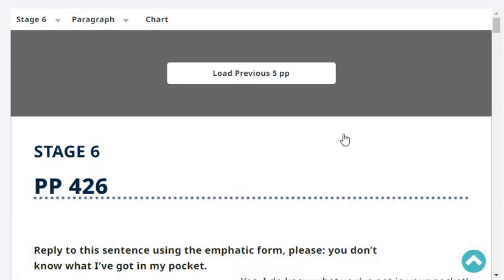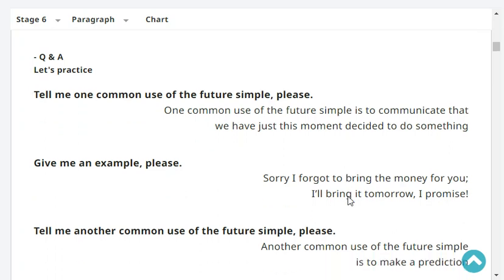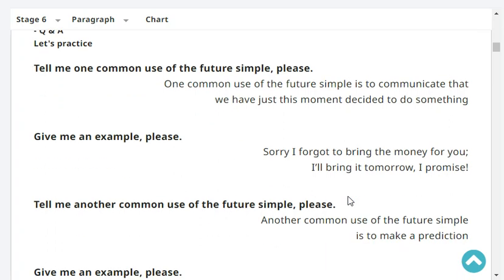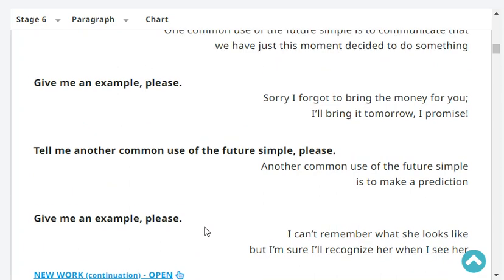Okay, so let's start with revision. Ready? Here we go. Tell me one common use of the future simple, please. One common use of the future simple is to communicate that we have just this moment decided to do something. Give me an example, please.